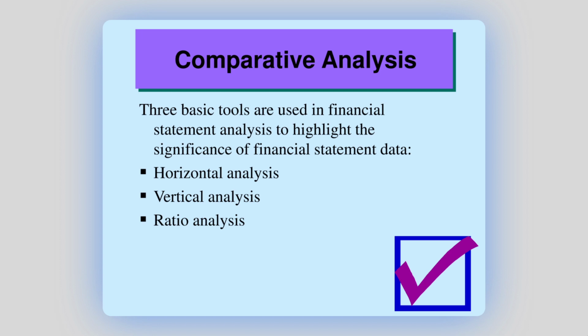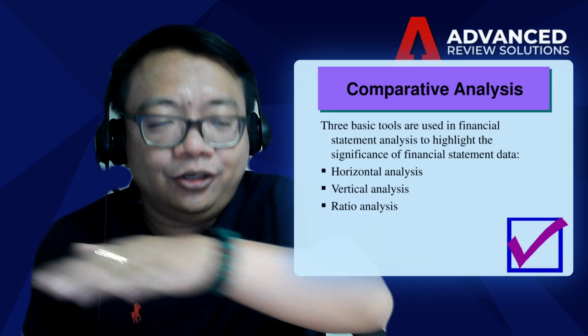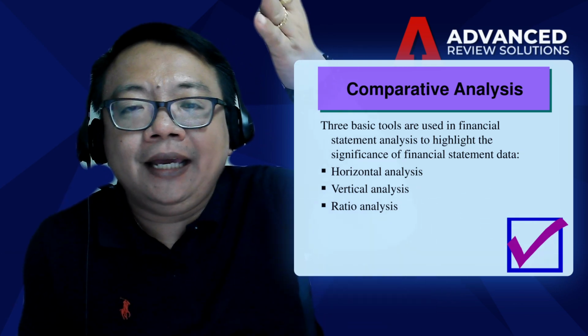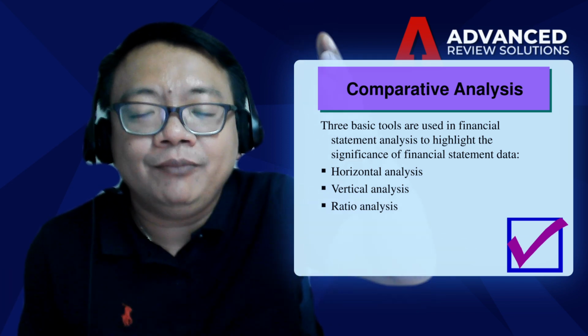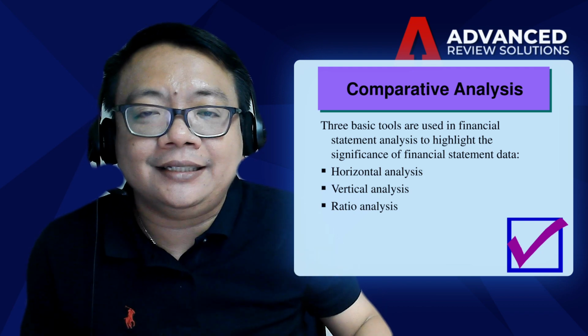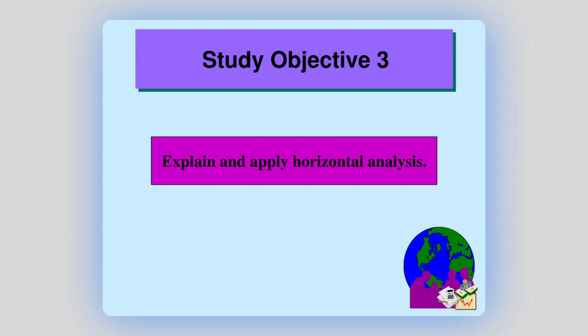There are three basic tools used in financial statement analysis to highlight the significance of your financial data. Number one is also known as the trend analysis, which means horizontal. So horizontal analysis, and we have vertical analysis, and also we have our ratio analysis. Okay, we go one by one. Again, number one is all about trend analysis.